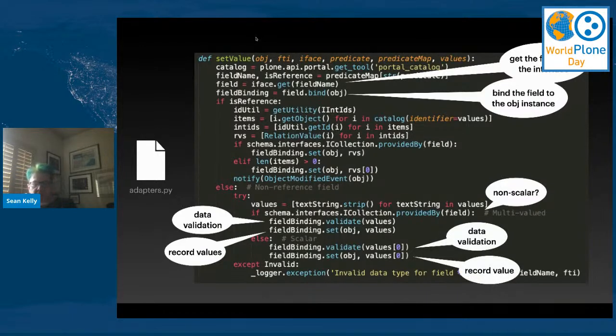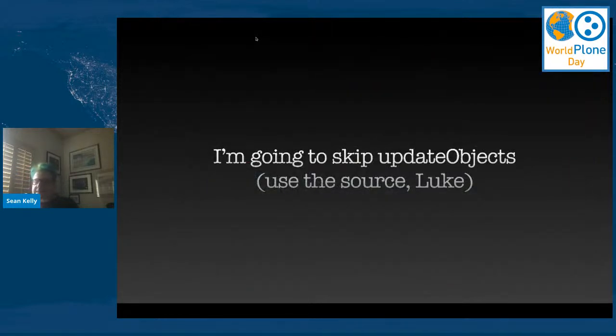If it's multi-valued, that is, if iCollection is provided by the particular field, then validate each of the values and set them. And if it's a single-valued scalar field, we just validate the 0th value and then set it. And it really is as easy as that. Like I said, update objects, you can use the source yourself.